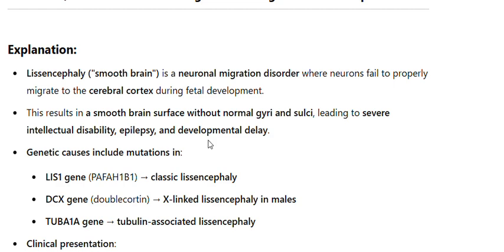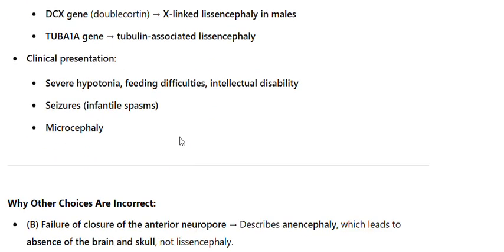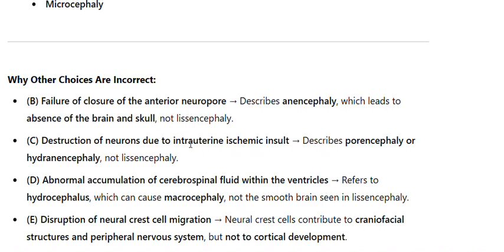D. Abnormal accumulation of cerebrospinal fluid within the ventricles refers to hydrocephalus, which can cause macrocephaly, not the smooth brain seen in lissencephaly. E. Disruption of neural crest cell migration. Neural crest cells contribute to craniofacial structures and peripheral nervous system, but not to cortical development.